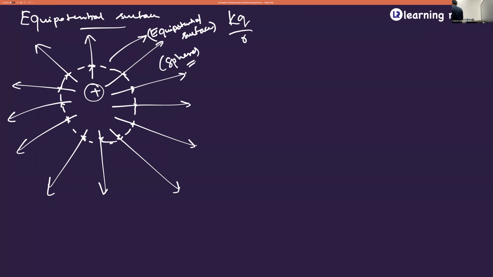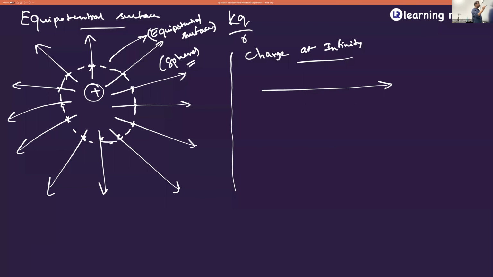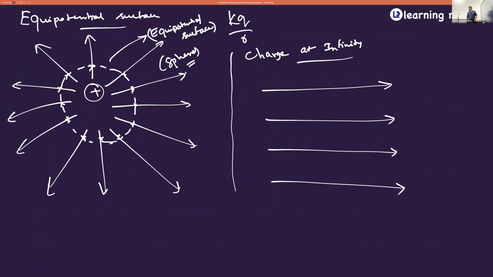Shall I proceed? Now, if I have a charge which is placed at infinity, then the field lines are going to be parallel to each other. For a charge which is placed at infinity, I will have points which are falling along a straight line.